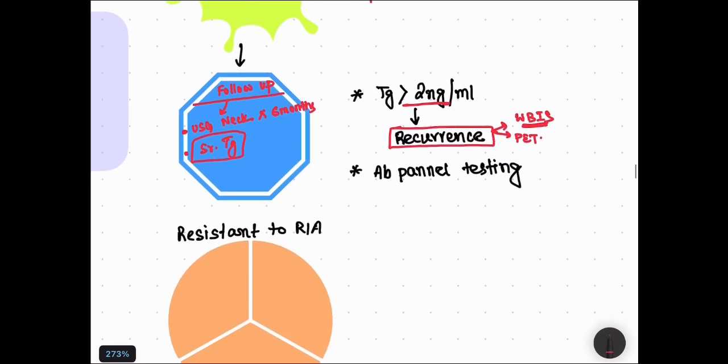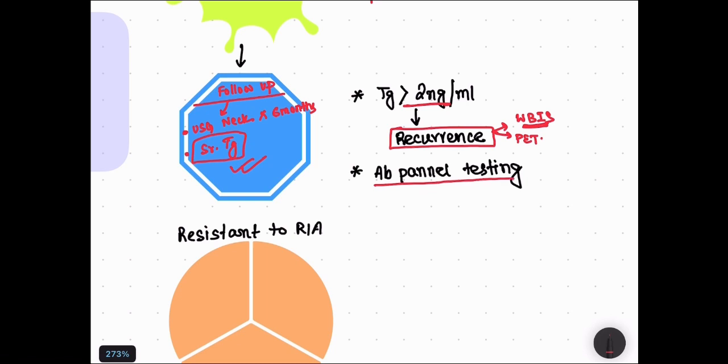Okay, another thing you have to remember about serum thyroglobulin, that supposing the patient is having antibodies against this serum thyroglobulin, that is anti-thyroglobulin antibody, then if you assess this serum thyroglobulin, it will be of no value because it is giving false negative or false low value. So for that, prior antibody panel testing, that is the anti-thyroid antibody panel testing, has to be done to look for whether any anti-thyroglobulin antibodies are present or not. Okay, if the patient is having Hashimoto's thyroiditis, you have to do this.